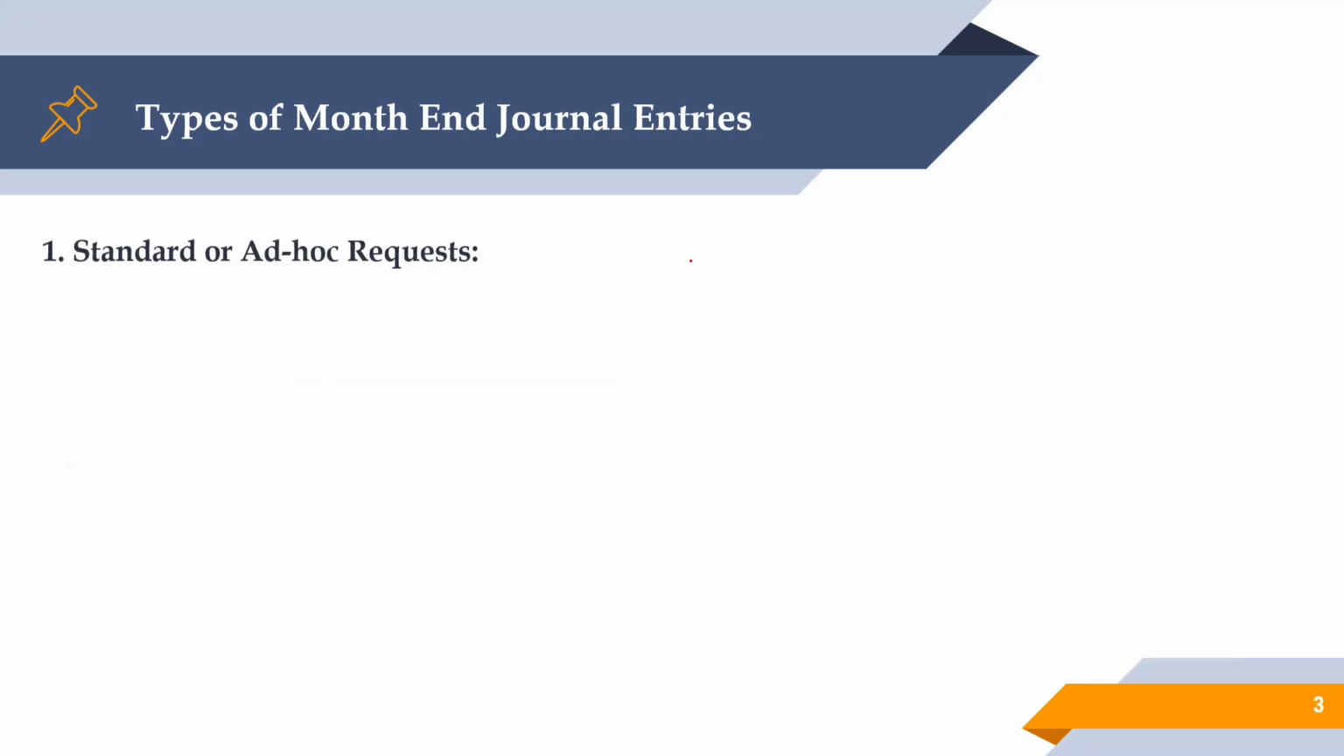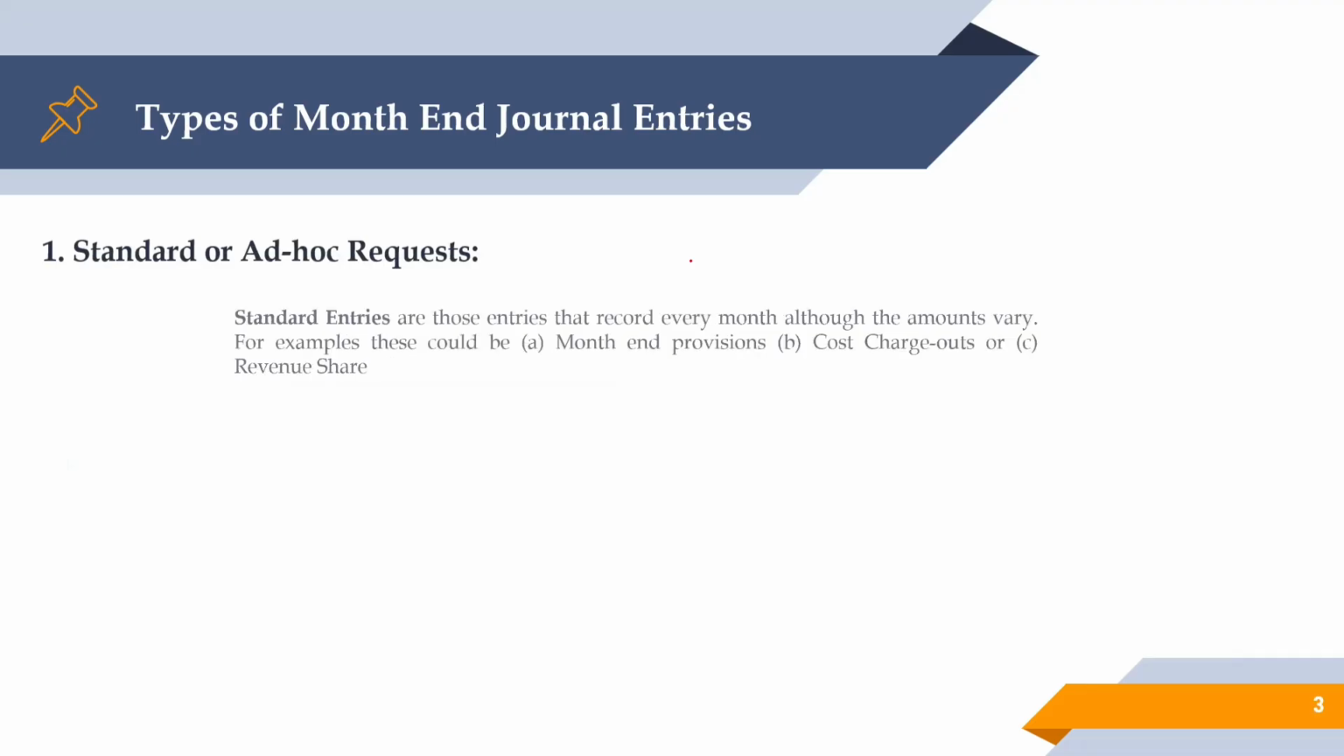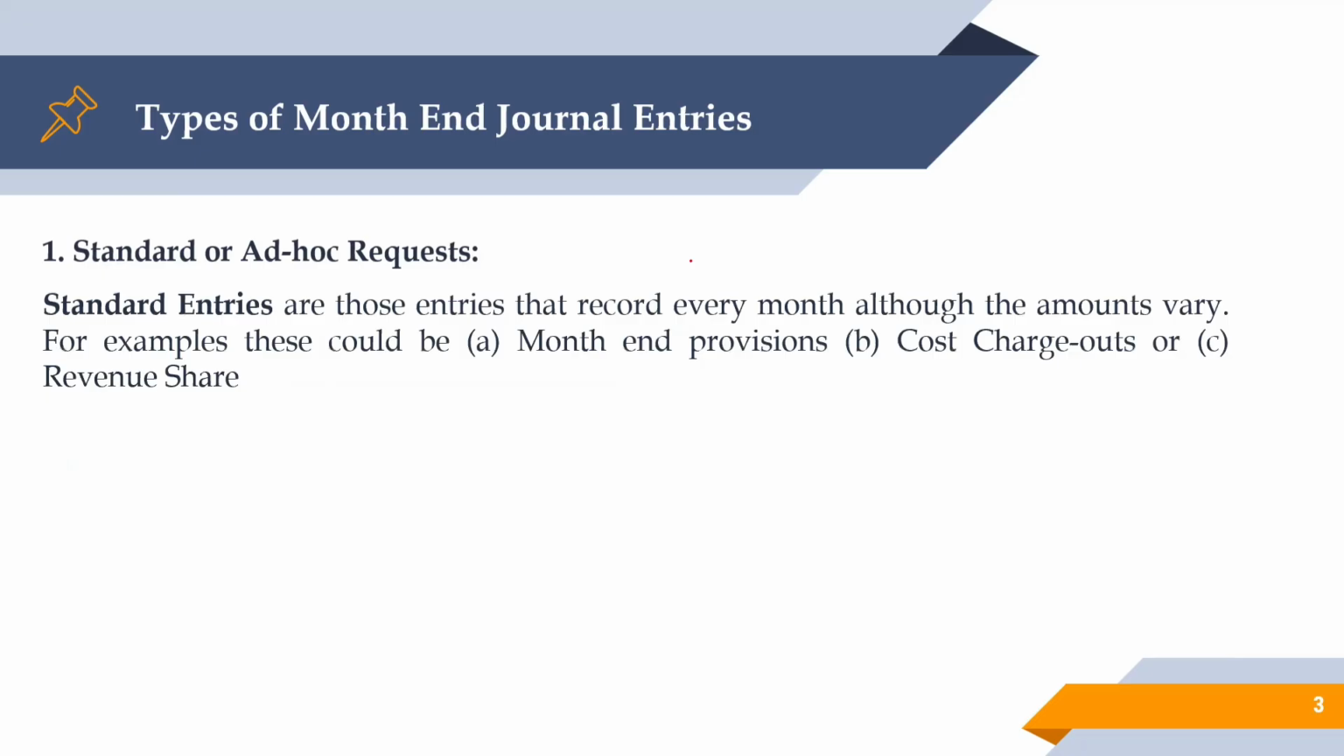The first one is standard or ad hoc request. Standard entries are those entries that are recorded every month, although the amounts vary. For example, this could be month-end provisions, cost charge outs, or revenue share. So this is going to be the standard journal entry. It means every month we take the entries into the systems from the month-end standpoint. The amount might vary, but the entry is going to be there. That's a month-end accrual entry, provision entries, and that's straightforward.